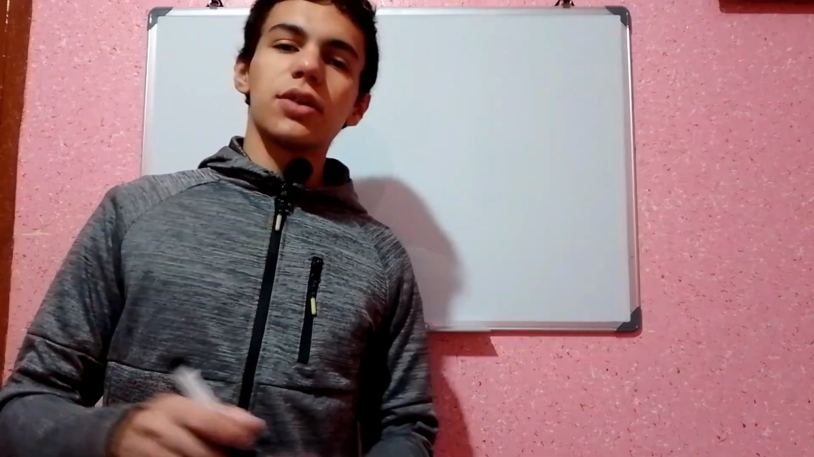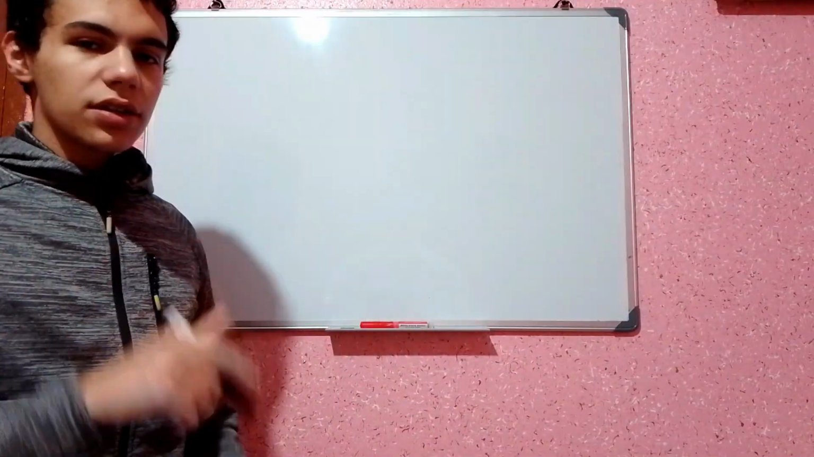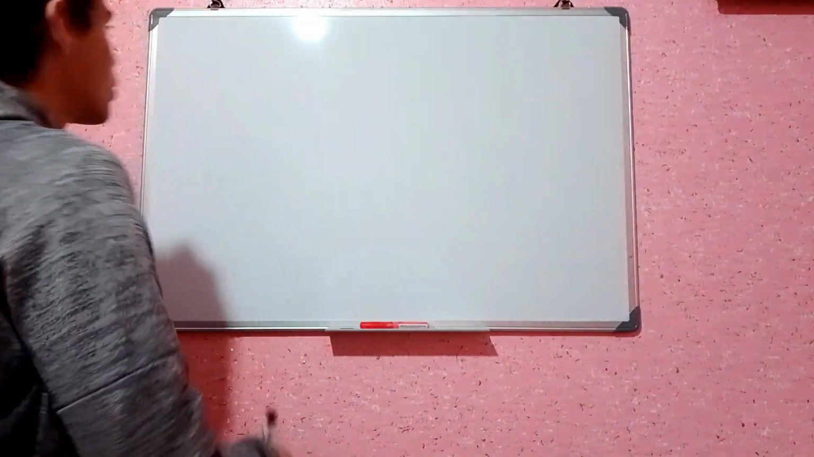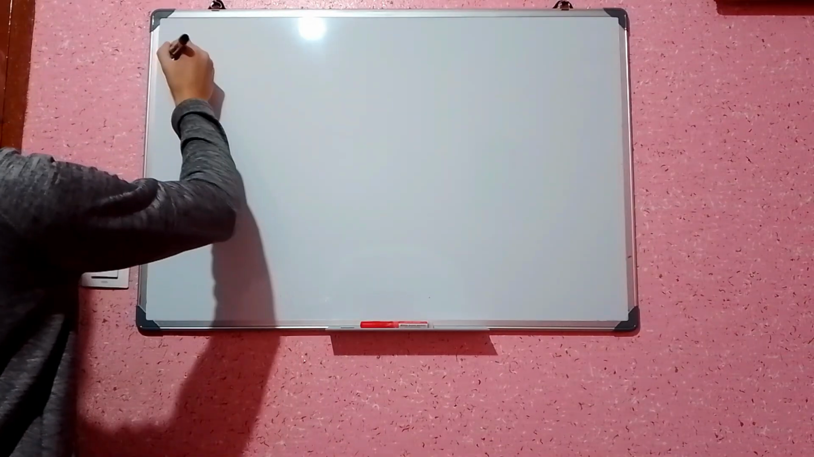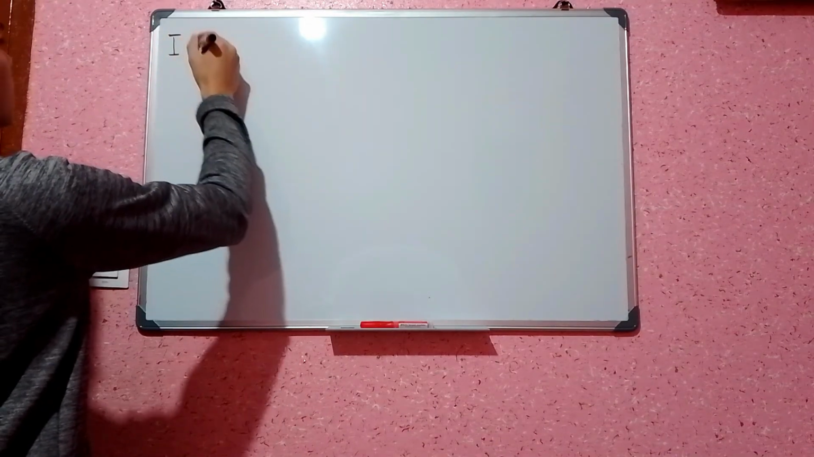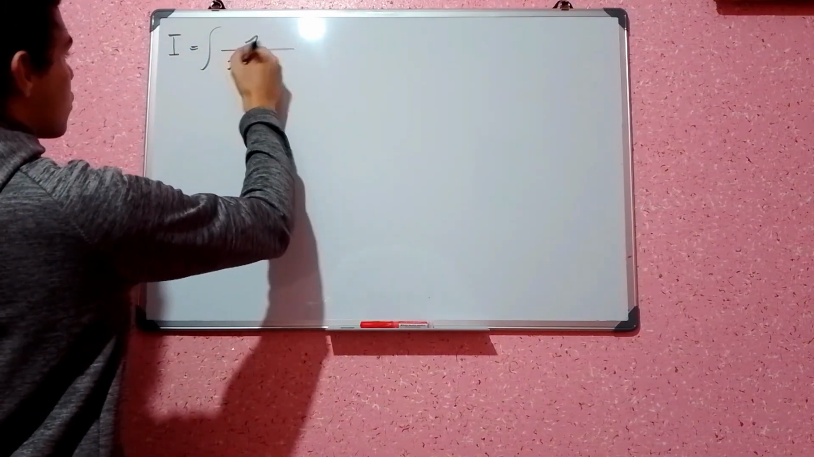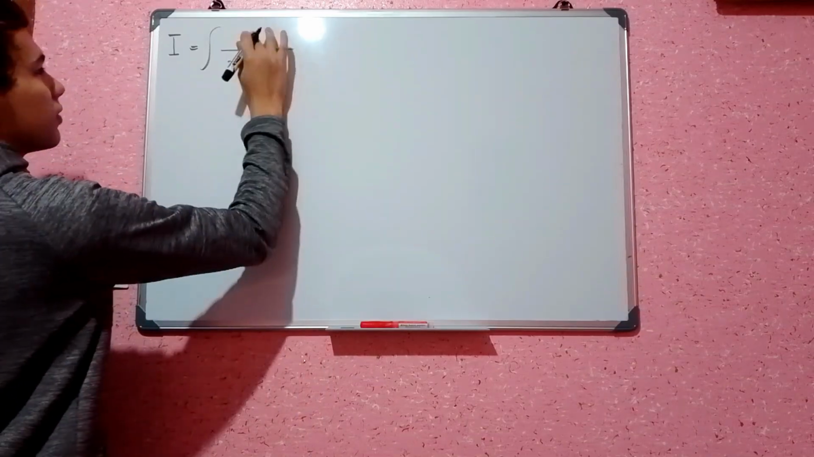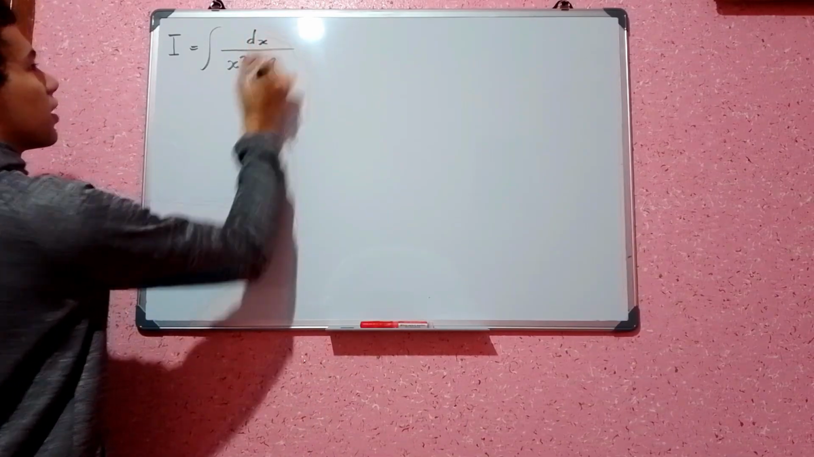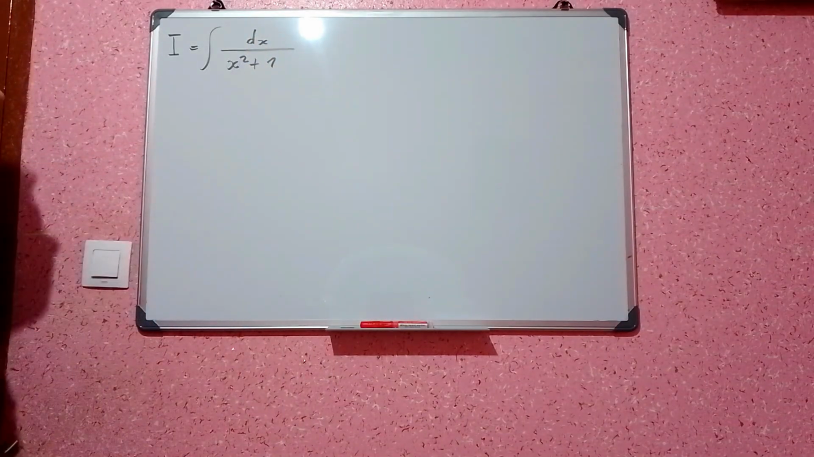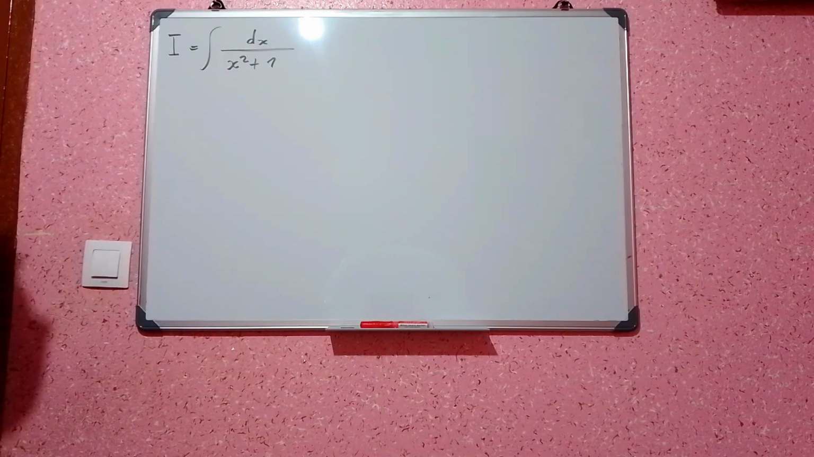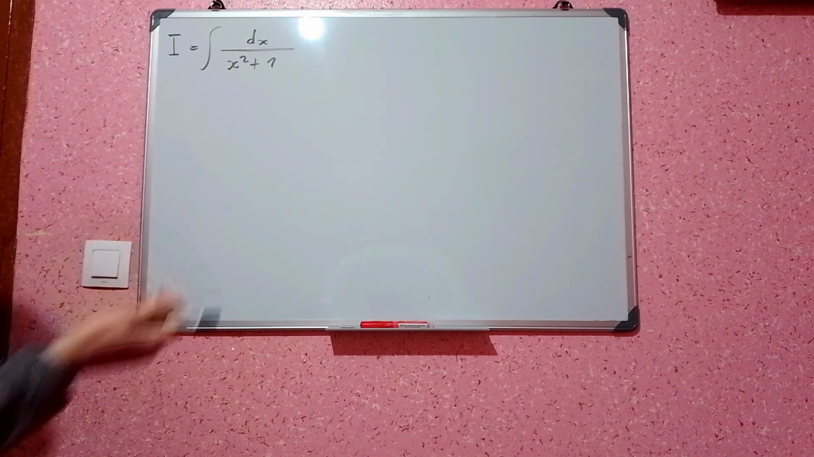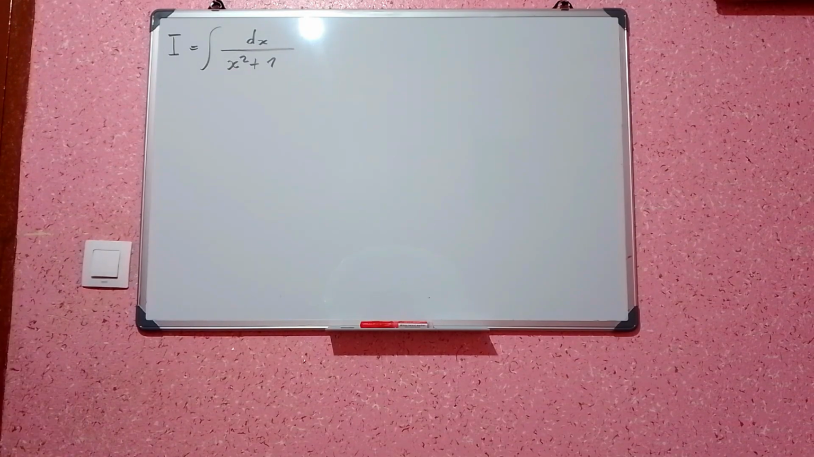Hello everyone, today we will do a new method for computing the integral I equals the integral of 1 over x squared plus 1, don't forget the dx. We know that this equals the inverse tangent of x. We proved that using a trigonometric substitution, but this time we will use complex numbers.